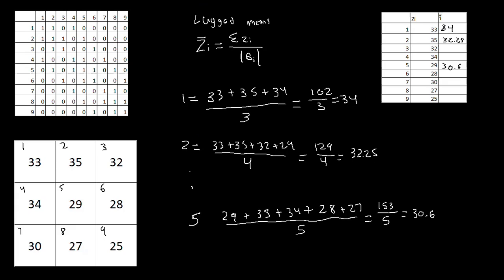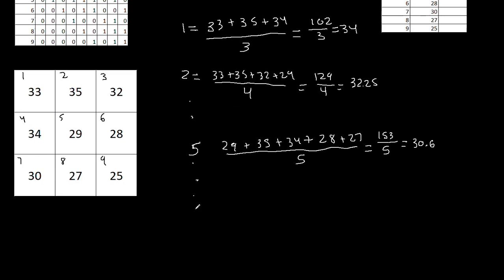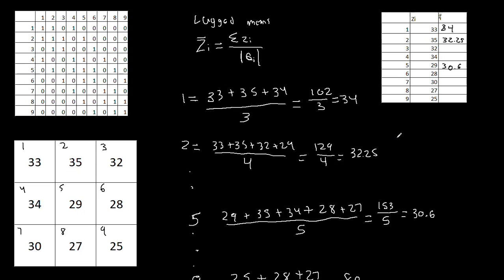Let's do one more. Let's do 9. Let's jump all the way down to 9. 9 has 25, which is the value of itself, plus its neighbor 6, which is 28, plus its neighbor 8, which is 27. There are 3 neighbors in total. So that's going to be equal to 80 divided by 3, which is approximately 26.7. So we can go up here and add 26.7 to the list.